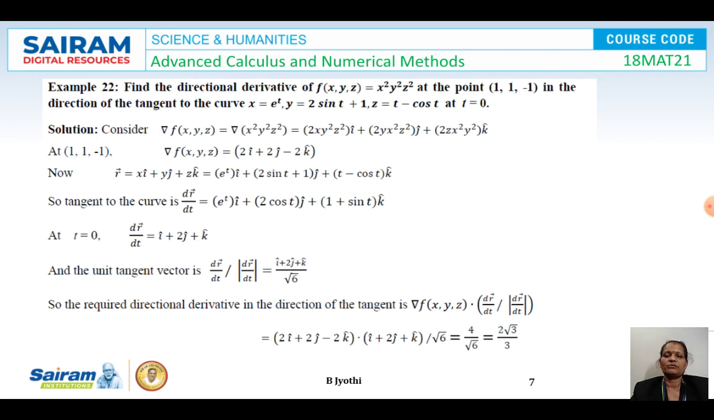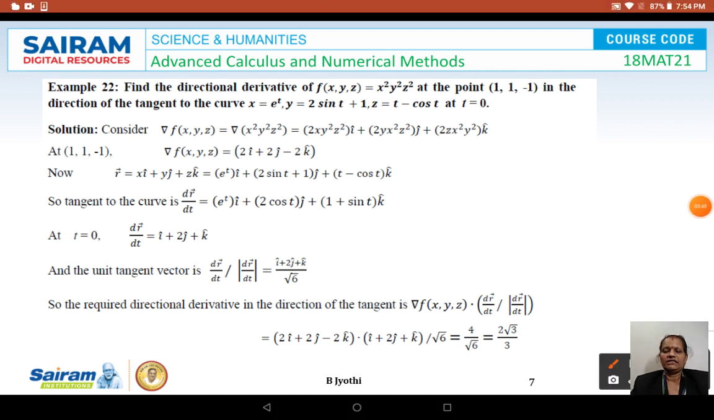Let us look into a problem. Find the directional derivative of f(x,y,z) equal to x square y square z square at the point (1, 1, -1) in the direction of the tangent to the curve x equal to e^t, y equal to 2 sin t plus 1 and z equal to t minus cos t at the point t equal to 0.